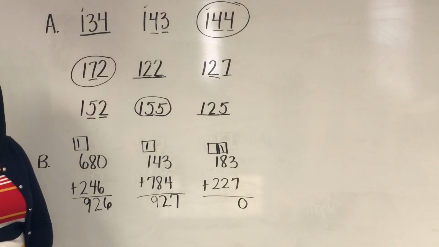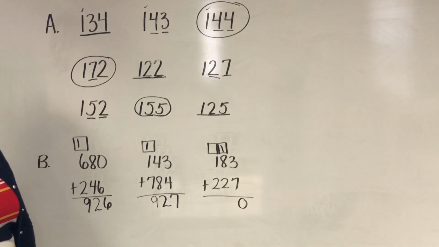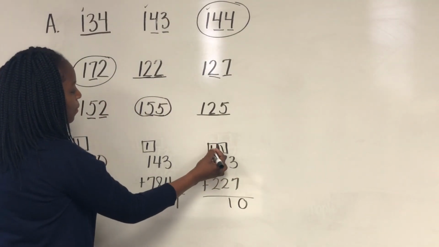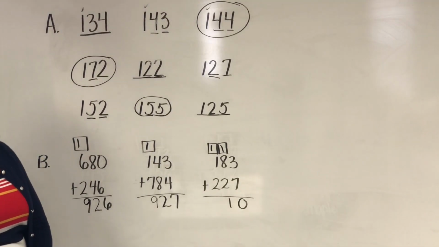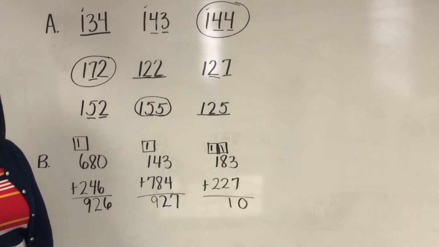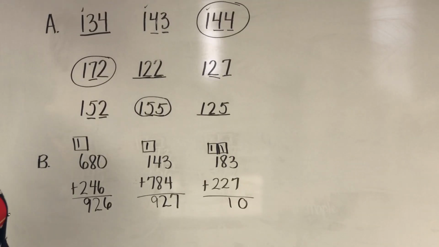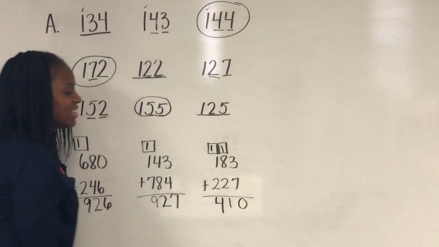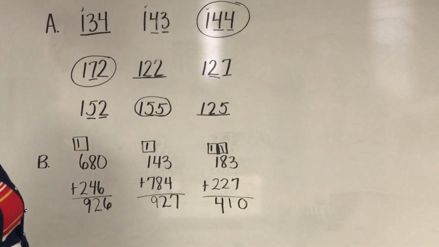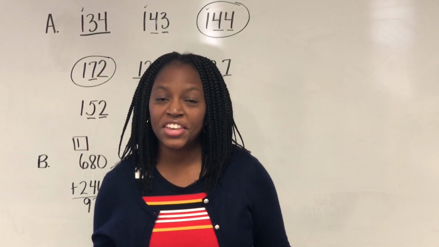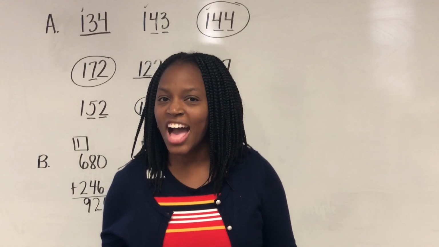And what's 9 plus 2? 9 plus 2 equals 11. So I'm going to put the 1 over here and carry the 1. What's 1 plus 1? 1 plus 1 is 2. 2 plus 2 equals 4. All right, so therefore 183 plus 227 equals 410. All right, boys and girls, thank you for reviewing carrying to the hundreds place.